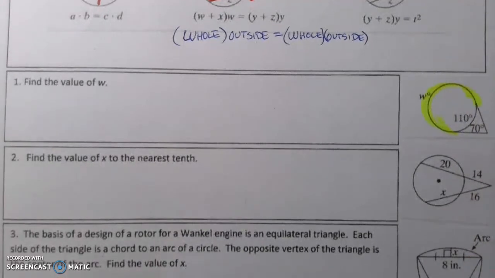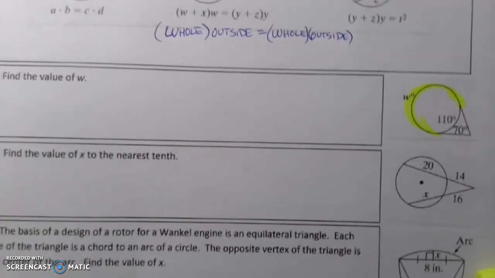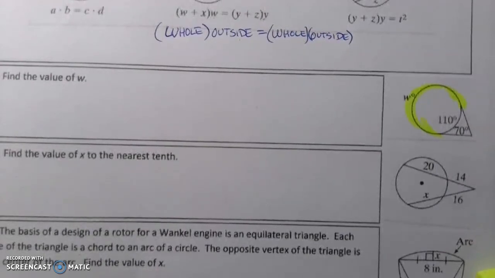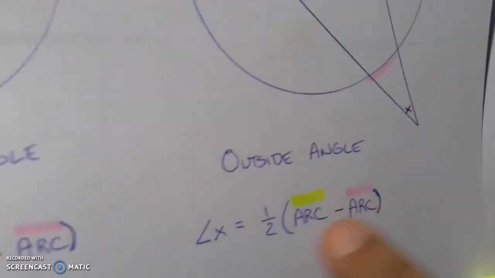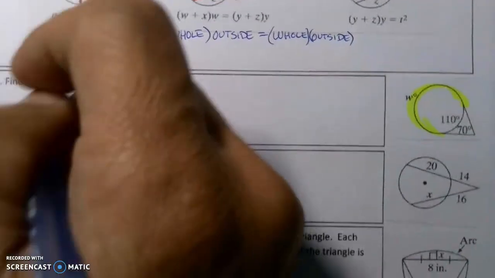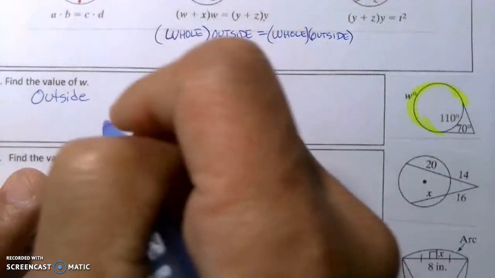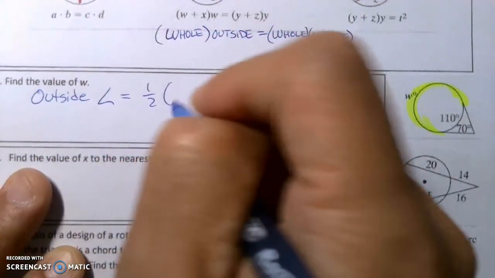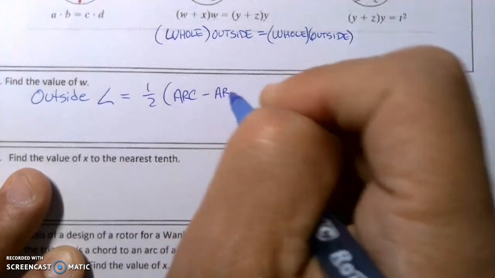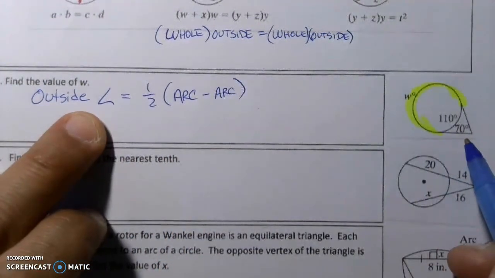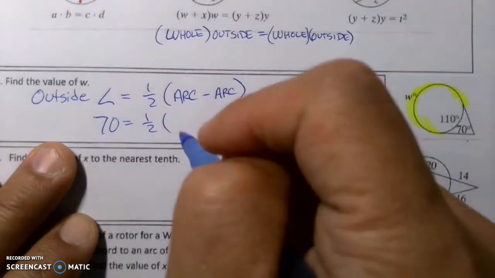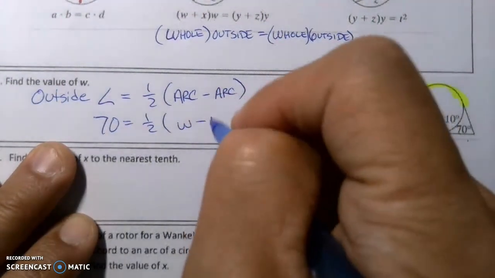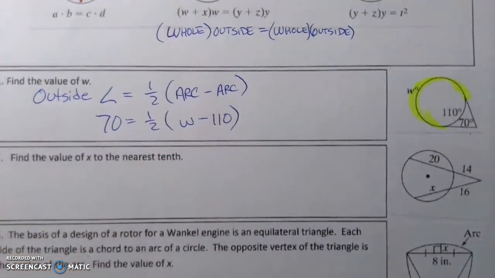Arc W. Now what we have here is an angle that meets outside, and when it's an angle that meets outside, the formula is the angle is equal to 1/2 the arc minus the arc. So when it's outside the circle, outside angle is equal to 1/2 arc minus arc. They actually give us the outside angle. That's 70 degrees. 1/2 arc W minus the smaller arc 110. And we would solve this here.